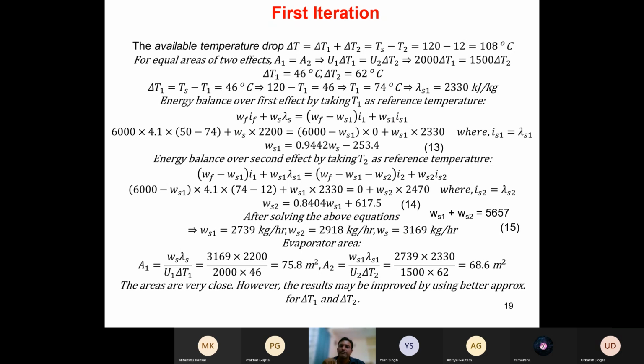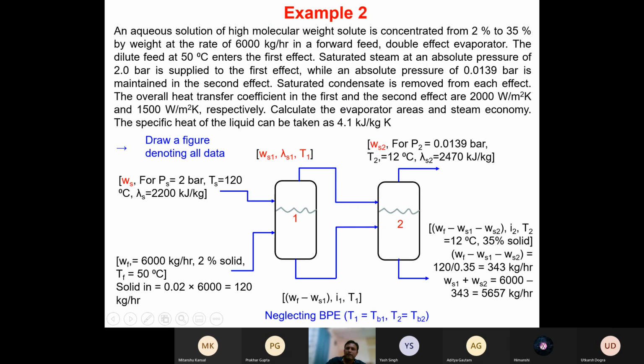T2 comes out to be, remember the 62 is nothing but what? 74 minus 12, isn't it? So T2 is already, oh, sorry, T2 is 12 degrees Celsius. That's already given. Sorry, I just missed the point. Okay, so this 12 degrees Celsius is already there. So this 2470 we already know at this temperature.